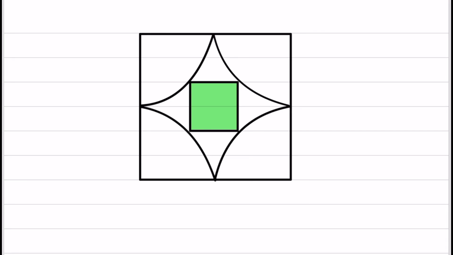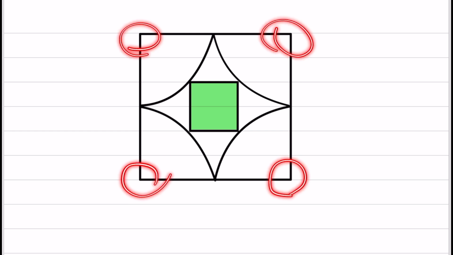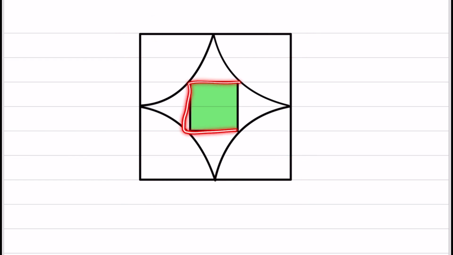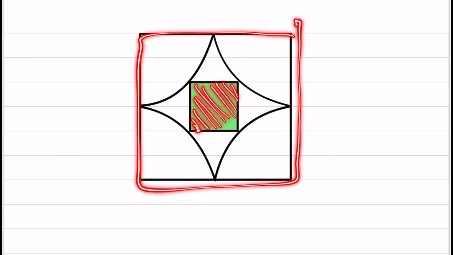Welcome to Mathartic. In this question, the square is given and 4 quarter circles are given where the radius of these quarter circles are equal to each other. We also have another square formed by connecting these quarter circles together. The question asks to find the ratio of the colored square to the area of the larger square.